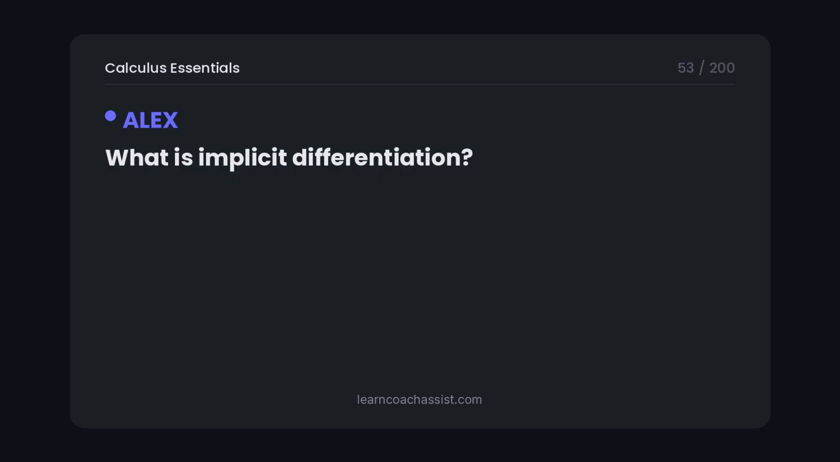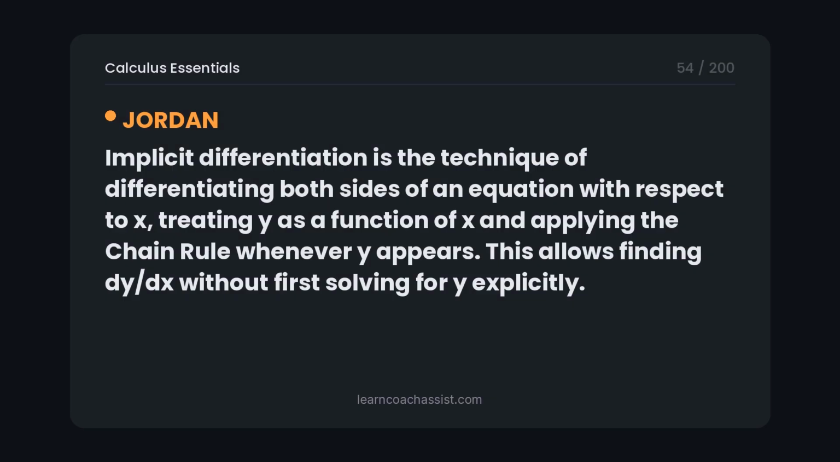What is implicit differentiation? Implicit differentiation is the technique of differentiating both sides of an equation with respect to x, treating y as a function of x and applying the chain rule whenever y appears. This allows finding dy/dx without first solving for y explicitly.